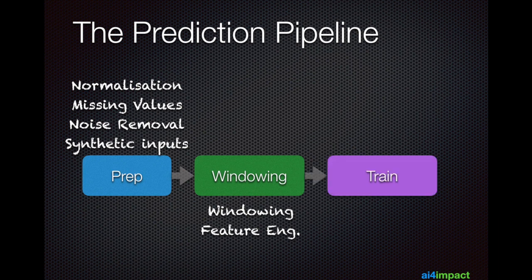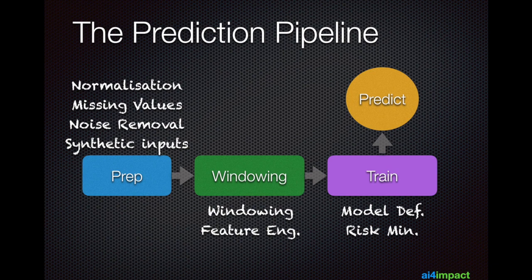In the final stage, you will use that data to train your model and also to run some kind of prediction. The training stage is where you define your model and where risk minimization occurs. Finally, the trained model is used to perform predictions.